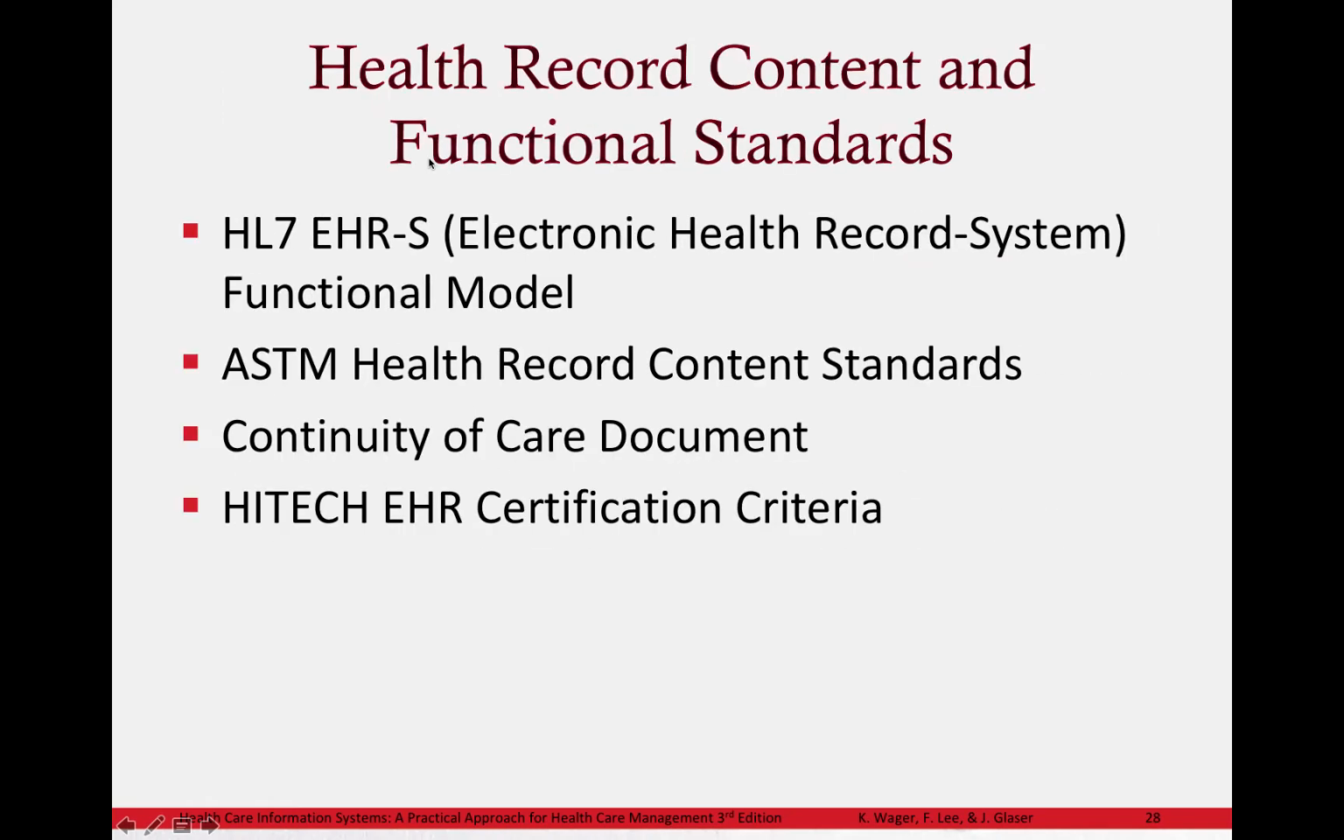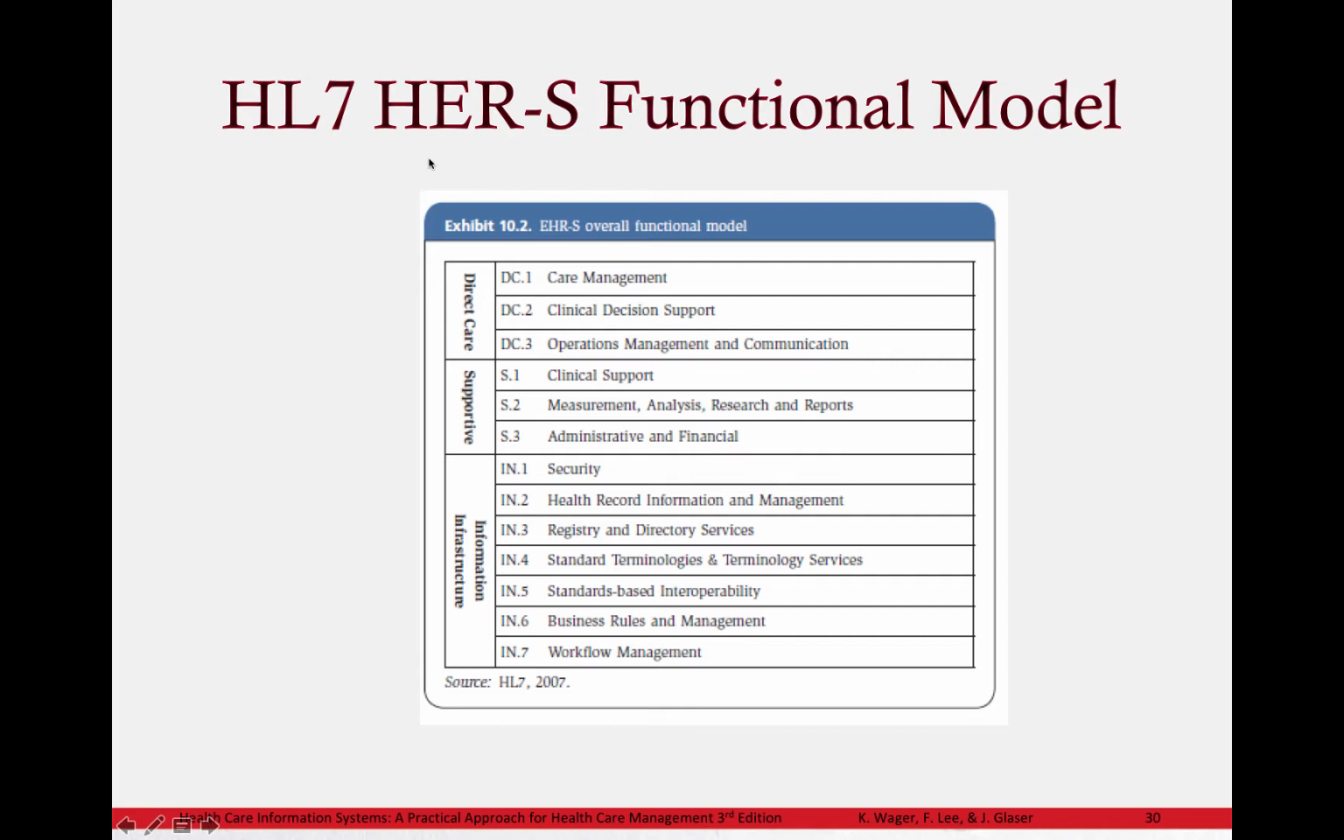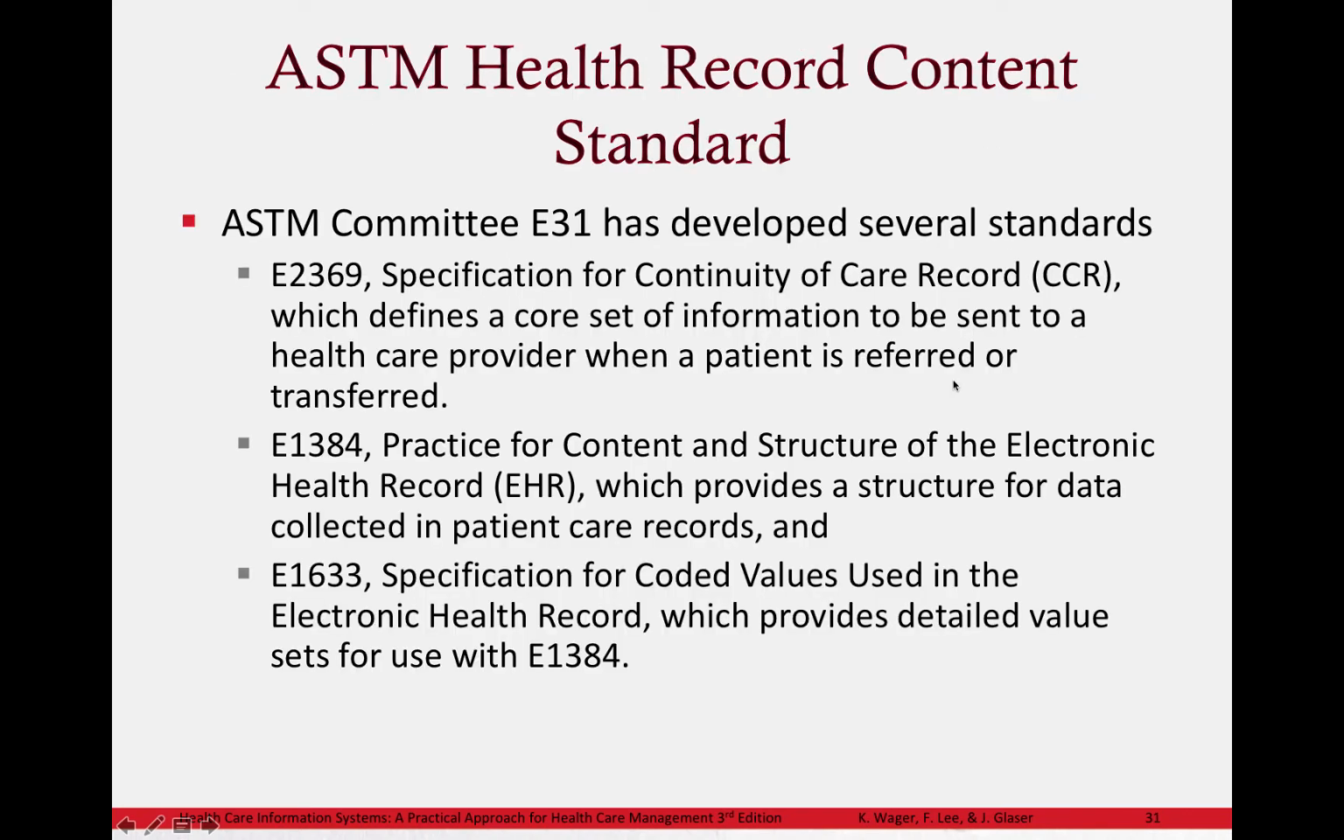So number one is the HL7 EHR function model. What it does is define what functions an EMR should have. So for example, here the top three relate to direct care. The next one is to support, which is clinical support, measurements, analysis, research and reports, administrative and financial, and the rest of them are things like security, health records, information management, registry, and stuff like that.